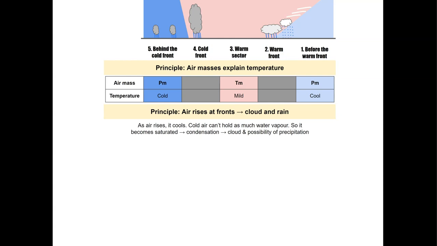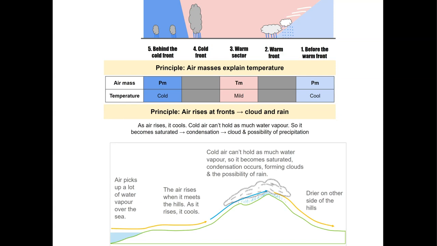Right, principle number 2, the air rises at the fronts, and that's where you get cloud and rain. As we saw when we were looking at how altitude affects the amount of precipitation, as air rises, it cools. Cold air can't hold as much water vapour, so it becomes saturated, leading to the process of condensation, the formation of cloud, and the possibility of precipitation. It's exactly what we saw when we looked at altitude.